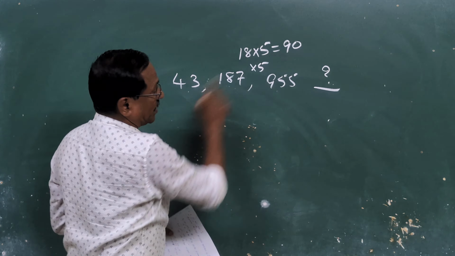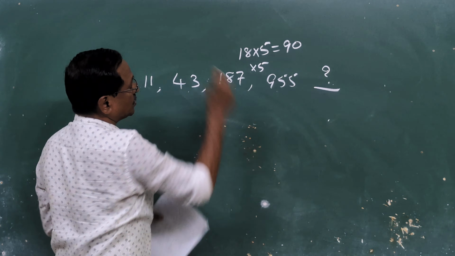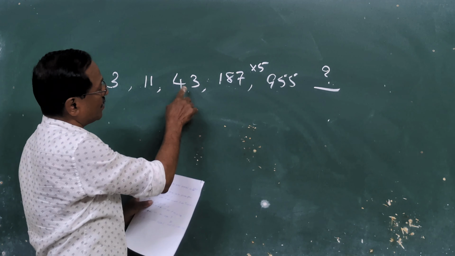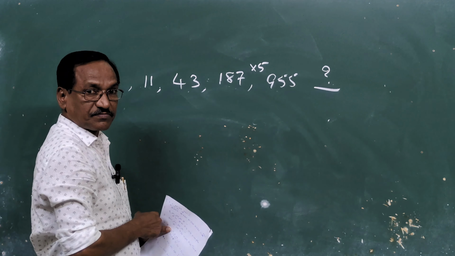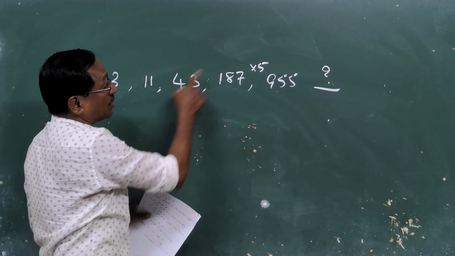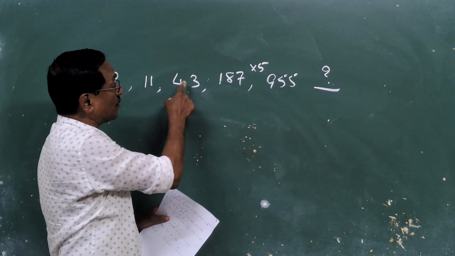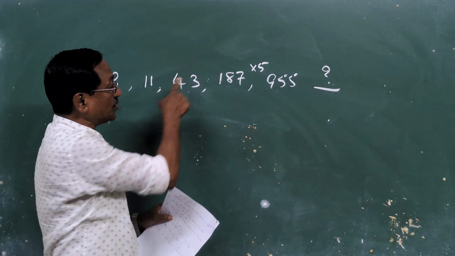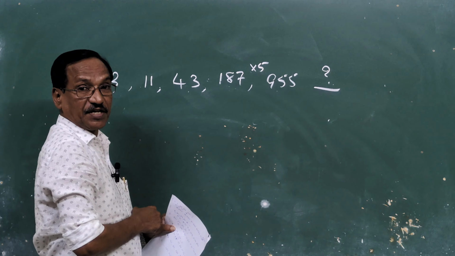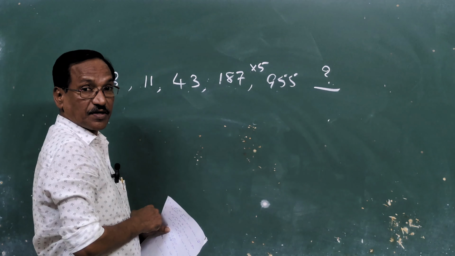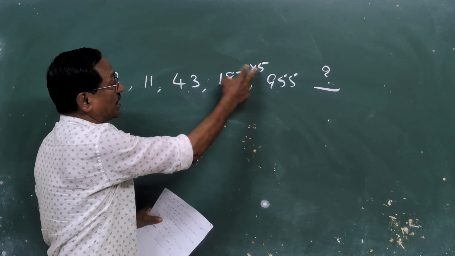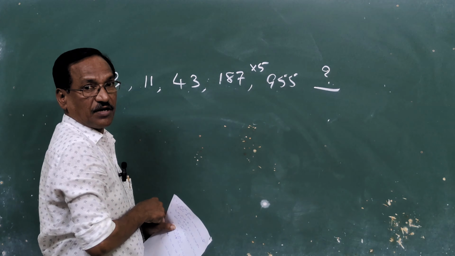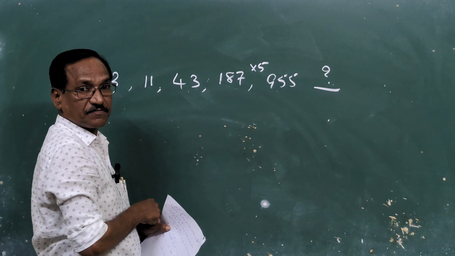Then if it is times 5 here, what about here? 43 into 187. By multiplying 43 by what number will you get 187? If you multiply 43 by 5, it will be 250. It is not 187. 43 times 5 is greater than 187. So it may not be multiplication by 5 here.